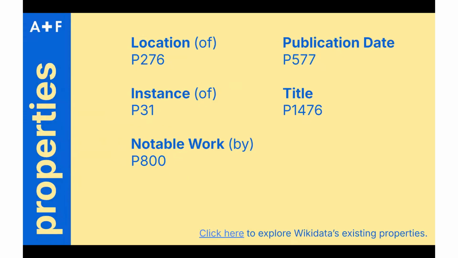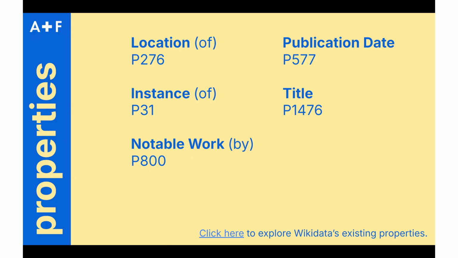Instance of is probably the most common property you will use. Every item should have an instance of property associated with it that describes what kind of item it is. Ruha Benjamin is an instance of human, and the book Race After Technology is an instance of a written work. Benjamin and Race After Technology can be linked using the property notable work.